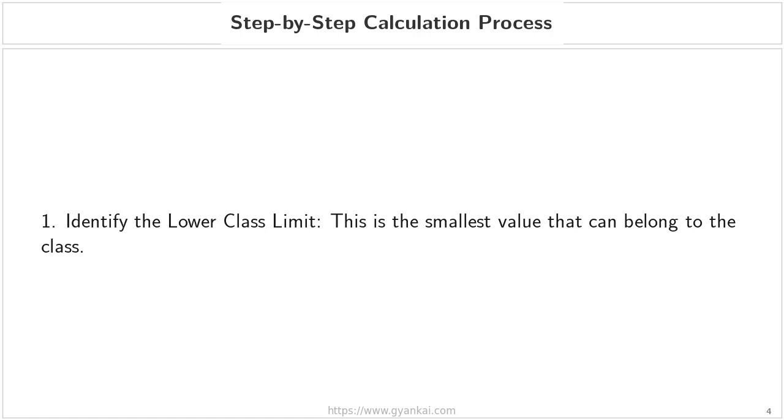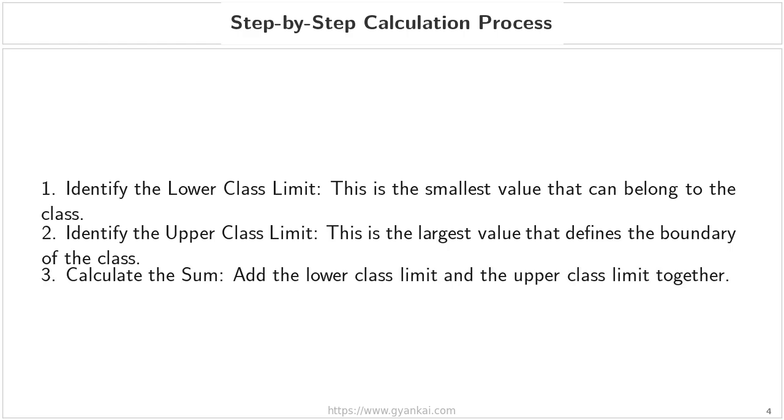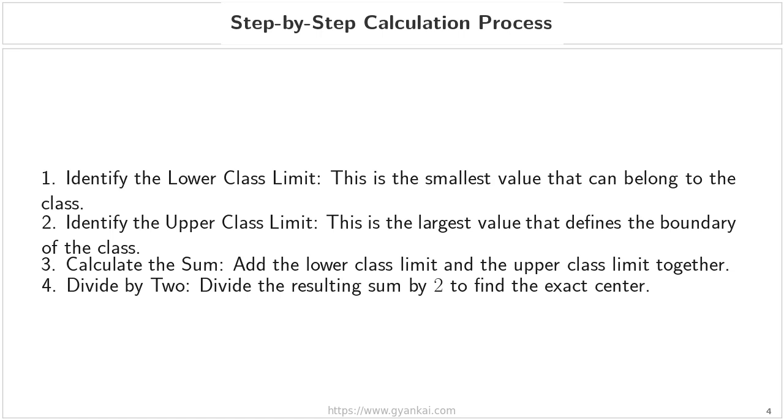Step-by-step calculation process. First, you need to identify the lower class limit. This is simply the smallest value that falls within your specific group or interval. Second, identify the upper class limit. This is the largest value that marks the boundary or the end of that same group. Third, once you have both numbers, calculate their sum. This means you will add the lower class limit and the upper class limit together. Finally, take that resulting sum and divide it by 2. By dividing by 2, you are finding the exact center, or the midpoint, of the interval.